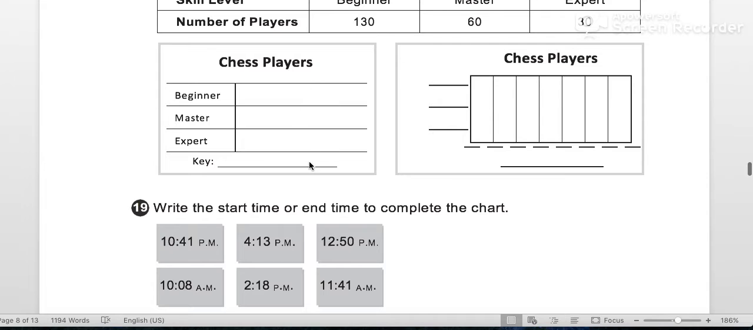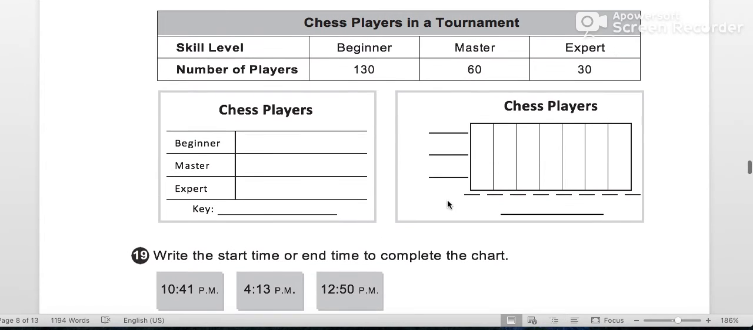For this one, you have to fill in both the skill level and number of players. So you want to think about how you're going to do that. Hint on this: look, there are 3 spaces here, so think about which part of this you are going to include on this side. So either it's going to be your skill level or your numbers.